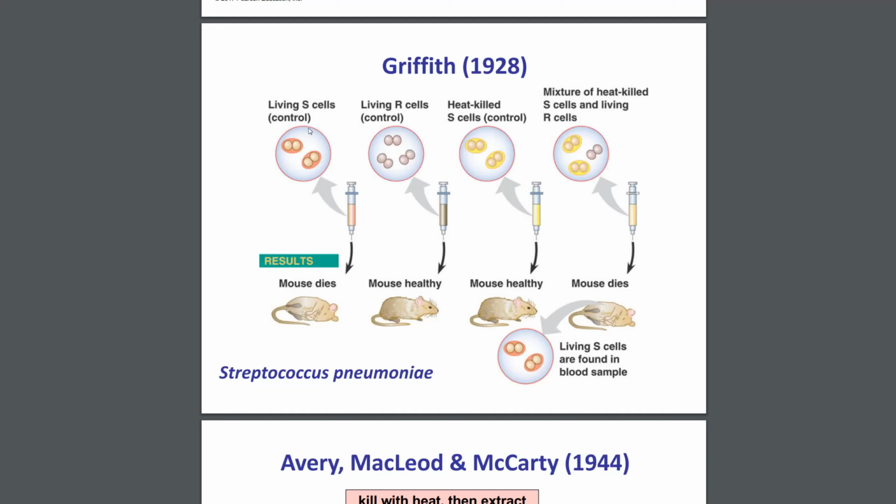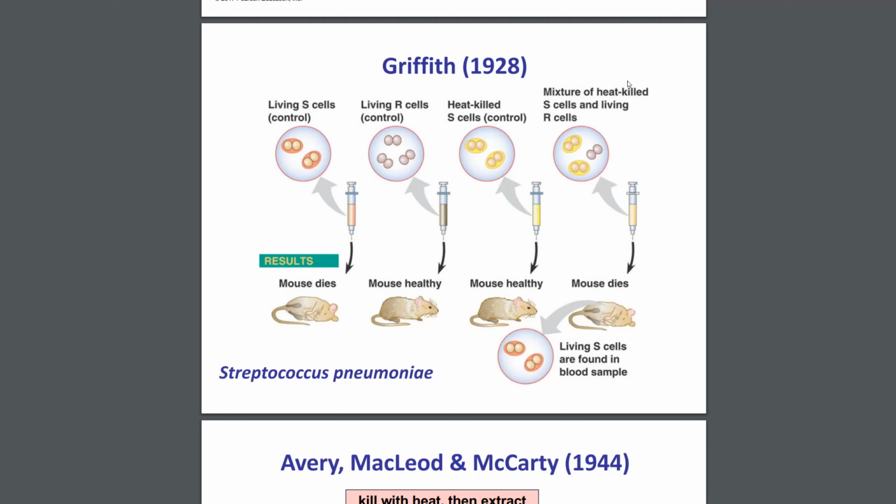The living S cells with the orange coat caused the mouse to die as they are the pathogenic agent, while the living R cells that did not have the coat left the mouse healthy. Then, to see if the coat was susceptible to heat or not, he treated the S cells with heat and called them the heat-killed ones. When he injected them, the mouse remained healthy, meaning that whatever was causing the mouse to die was able to be destroyed by heat, right?